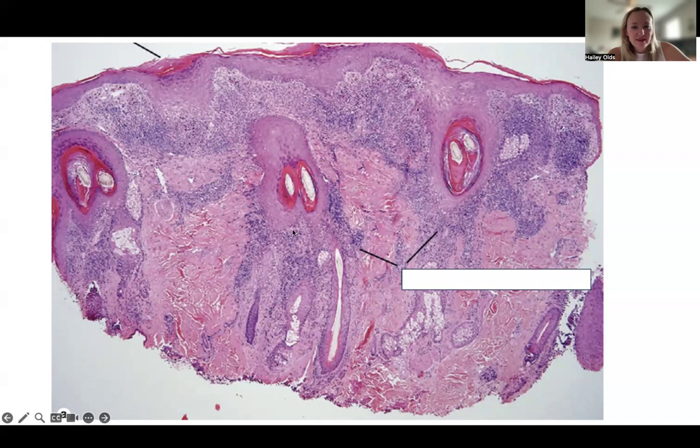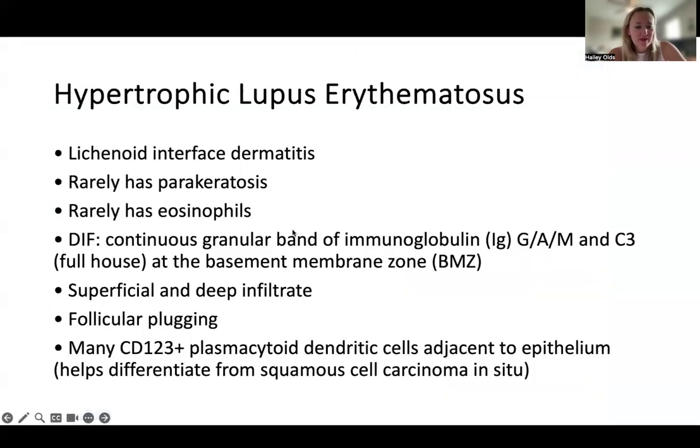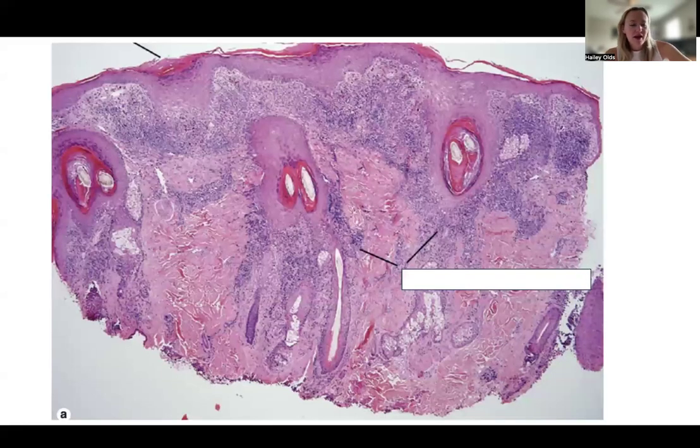And it can be hard to say, but there might be some use in there too. So this is hypertrophic lupus. You have a lichenoid infiltrate, and it's superficial and deep as well, and you have follicular plugging. The DIF would show the lupus band, which is a granular band of IgG, IgA, IgM, and C3, pretty much everything at the basement membrane zone. And you have a lot of plasmacytoid dendritic cells present as well. So, yeah, lupus, main things to remember: a lichenoid infiltrate, but also a superficial and deep infiltrate and follicular plugging.